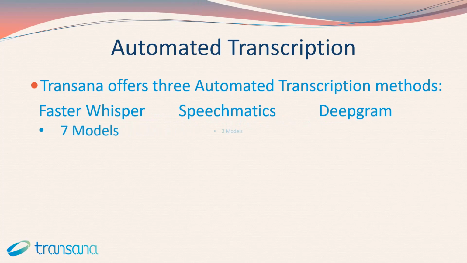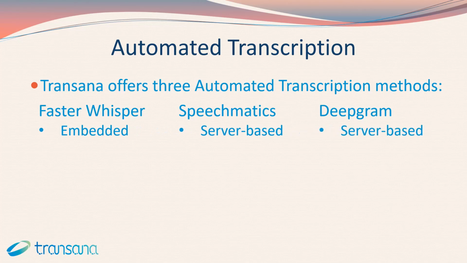But to make that slightly more complicated, Faster Whisper, in fact, offers 7 different models within its overall approach, and you need to choose between those models. Speechmatics offers 2 different models, and DeepGram offers 3 different models. So we're talking about 12 different options across the 3 services that Transana supports. In terms of the deciding factors in what automated transcription package to choose, let's look at some of those issues.